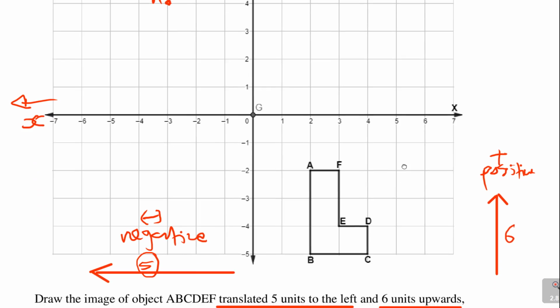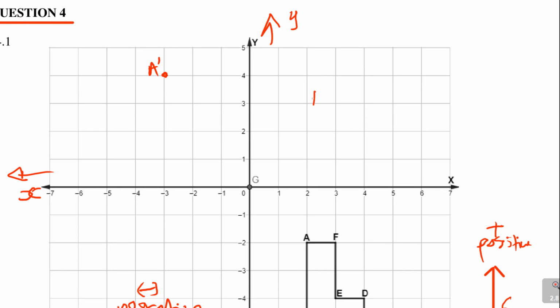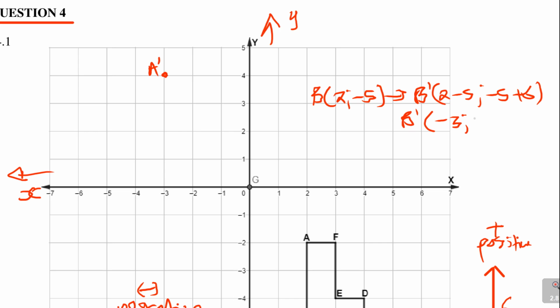So let's go for B. B, the coordinates of B is 2 and minus 5. So we've got B being 2 and minus 5, and the new B here, it will be 2 minus 5 and minus 5 plus 6. So what we have for our B, it will be minus 3 and 1. So you come here, minus 3 and 1, there is our new translated B.